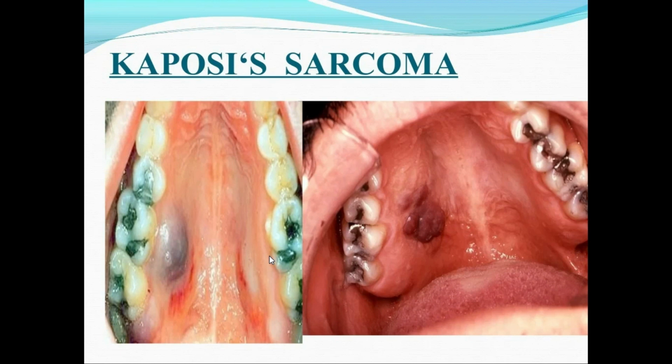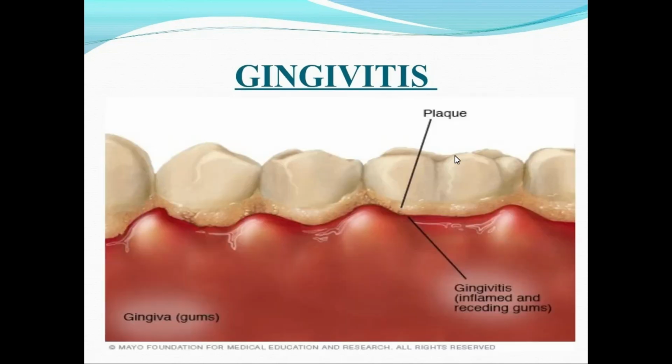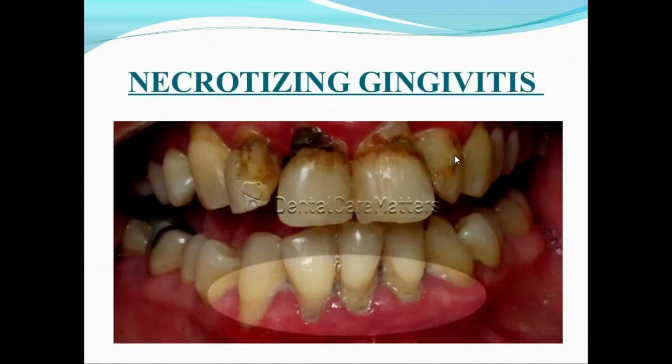Then comes Kaposi's sarcoma, an inflammation that occurs in the inner region of the oral cavity. Similarly, stomatitis, the soreness and inflammation caused on the tongue due to increased acidic conditions of our stomach. Gingivitis, the bleeding gums, we have already discussed it. Necrotizing gingivitis, another form of gingivitis.